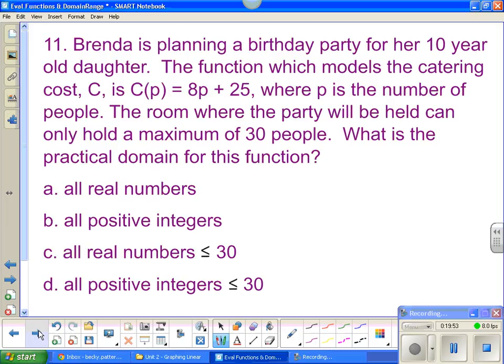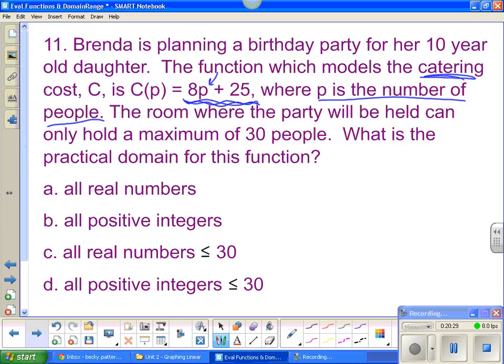All right, Brenda is planning a birthday party for her 10-year-old daughter. The function which models the catering cost, C, so C represents catering, is C of P equals 8P plus 25. The first question that should pop in your mind is, what does P represent? And it should tell you right after that. P is the number of people. So it makes sense that our catering cost depends on the number of people. So this whole equation represents my catering cost, and P represents the number of people.